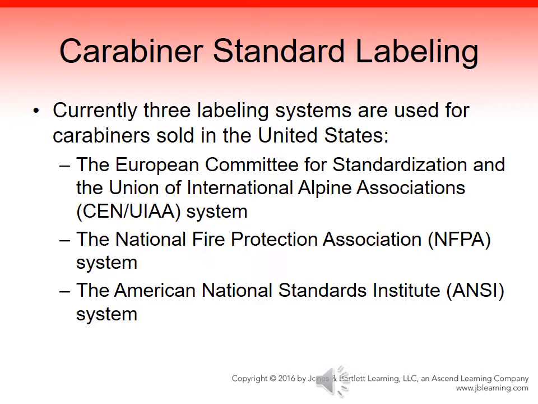Currently, three labeling systems are used for carabiners sold in the United States: the European Committee for Standardization and the Union of International Alpine Association Systems, which is CEN and UIAA. Also, we have carabiners certified by the National Fire Protection Association, NFPA, and then the American National Standards Institute, or ANSI.